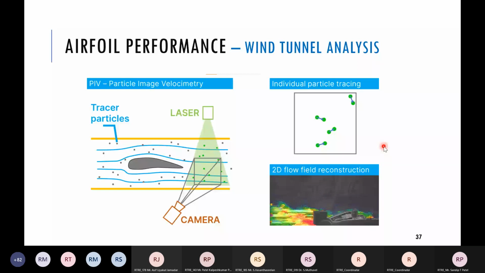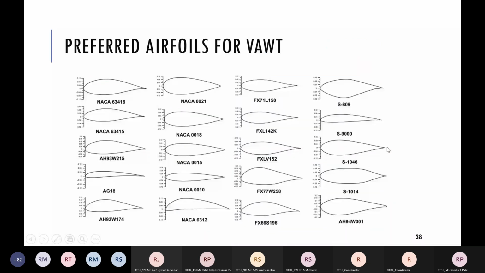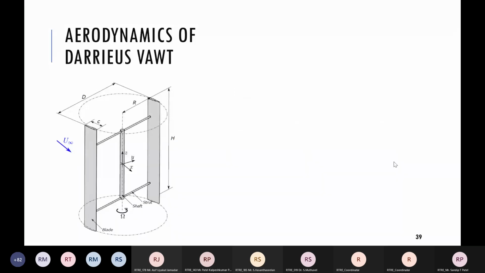Okay, these are the few preferred airfoils for VAWT, which includes NACA symmetrical and unsymmetrical. Few of them are developed by DTU and few are developed by other researchers. So let's move to the working principle of Darrieus VAWT.